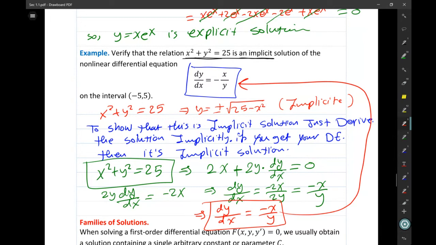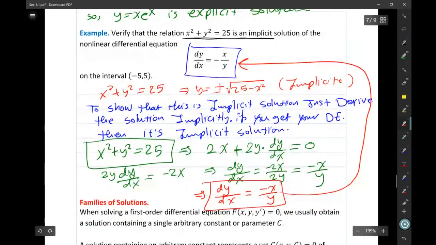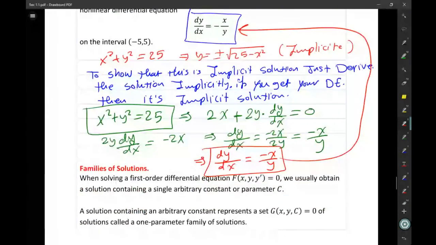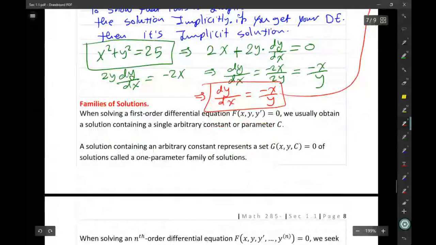Is it clear how we can show the implicit solution? Just derive your solution implicitly. If you get the same differential equation, then it is a solution.